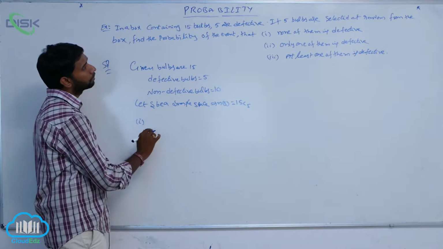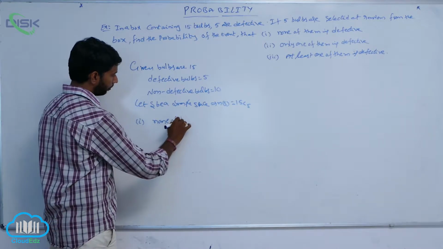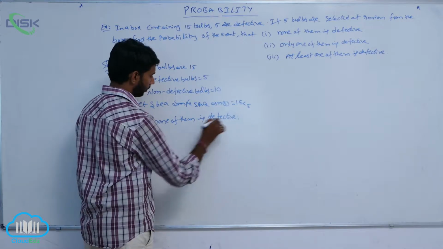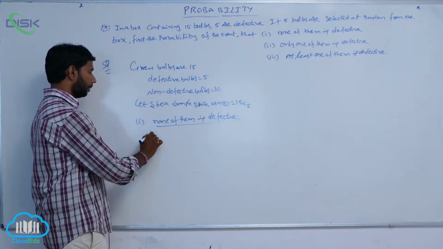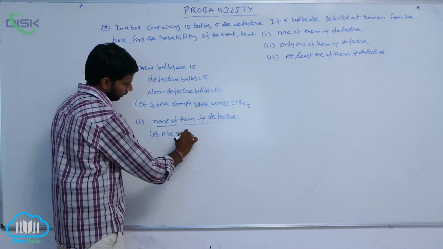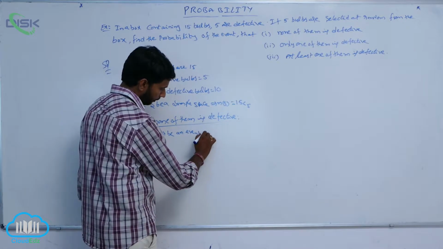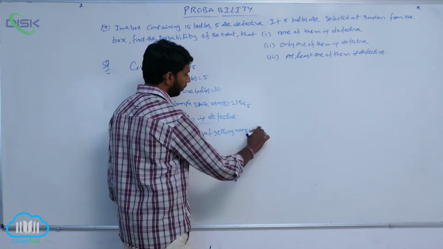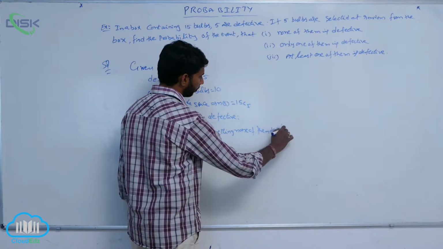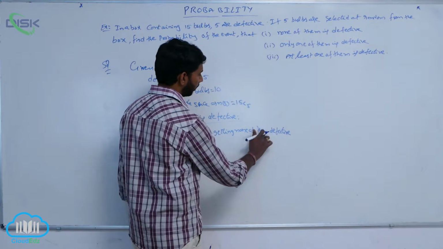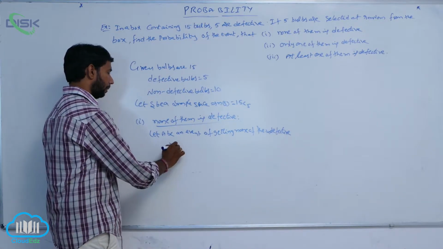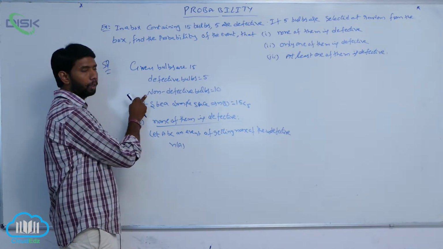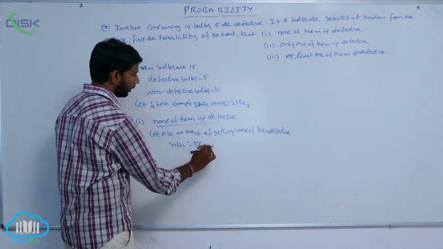The first one is none of them is defective. Let capital A be an event of getting none of them defective. It implies N of A is equal to... Here non-defective bulbs are 10. Out of 10, 5 are selected in 10C5 ways. That is N of A.